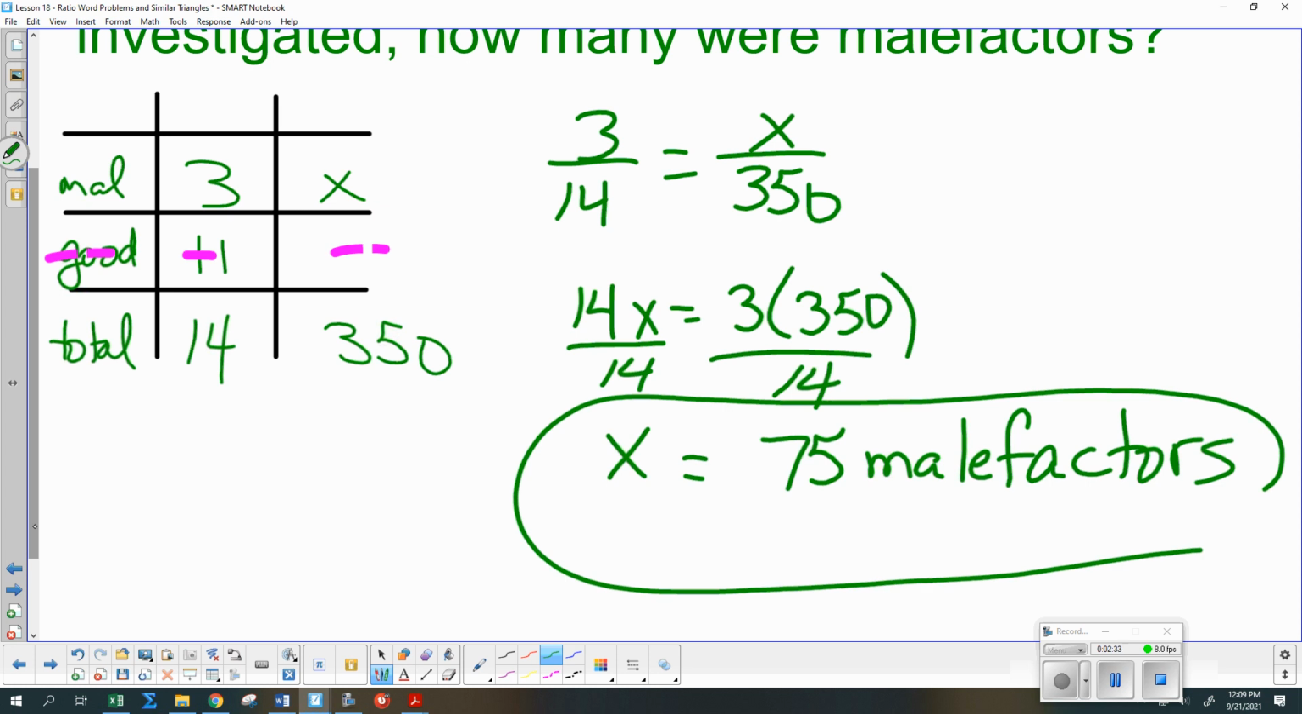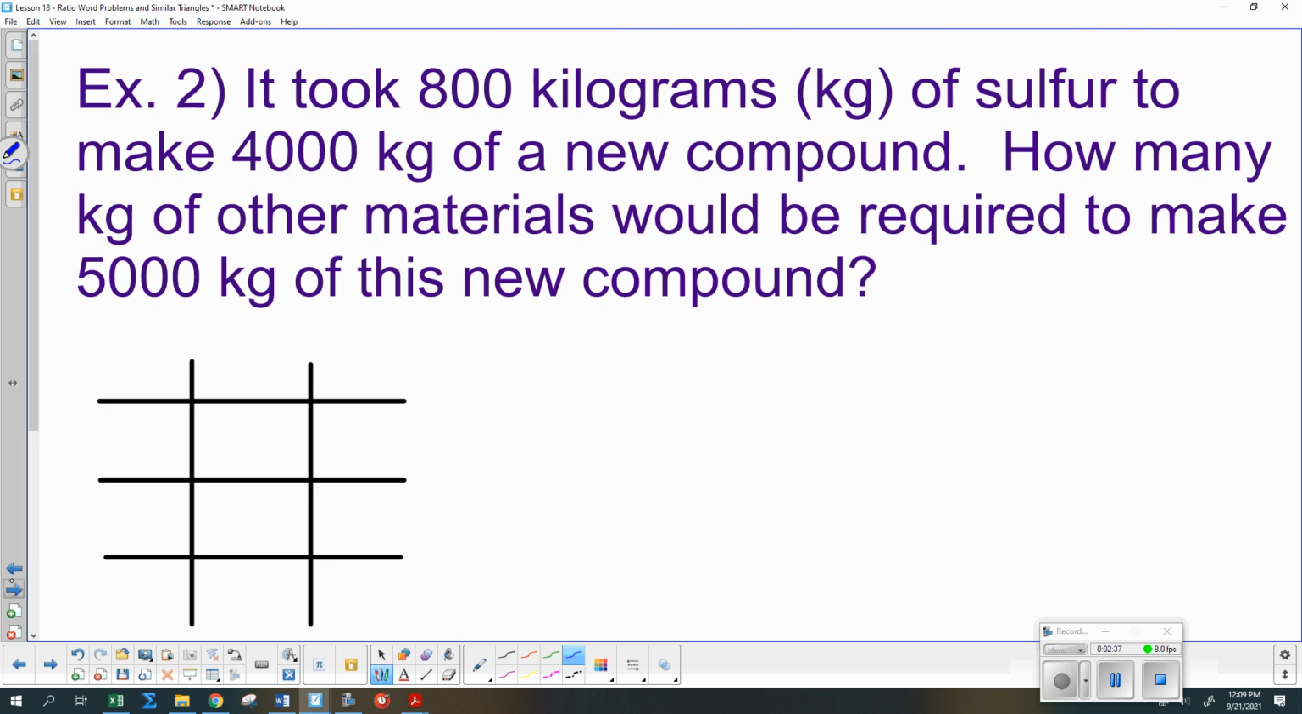This next one, though, has a little bit different twist to it. So, start off reading. It took 800 kilograms of sulfur to make 4,000 kilograms of something else. So I put 800 in, and I end up with 4,000. There must be more than just the sulfur in there. I take 800 kilograms and end up with 4,000. I've got to have something else that I'm putting in there.